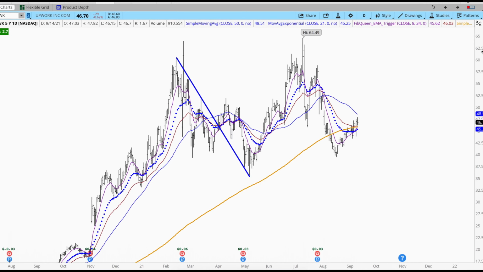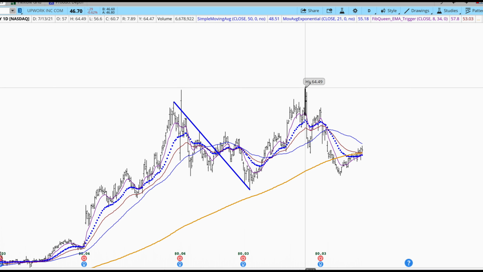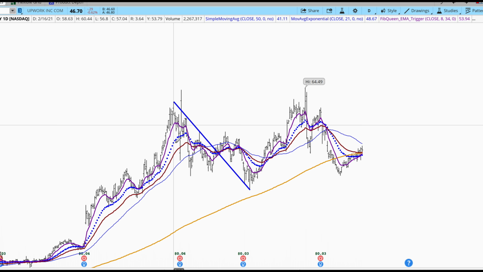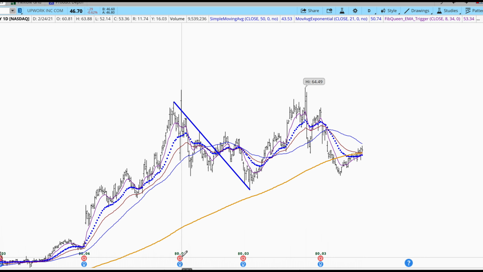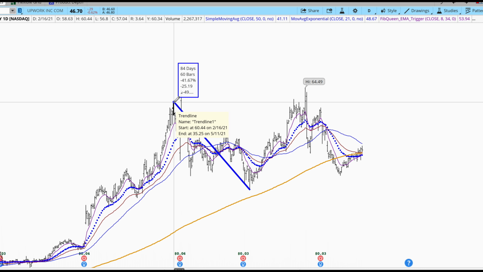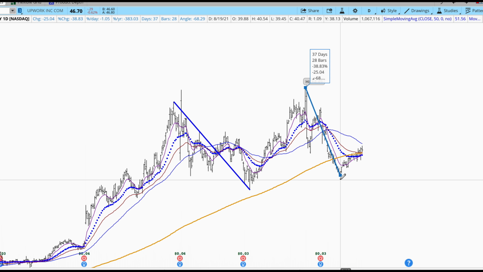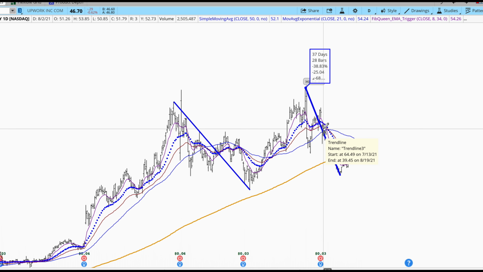Taking a quick look at UPWORK on the daily chart, had a nice pullback over here, and now we're getting up above that 200 moving average on the daily chart. Now looking at this pullback, if I were to ignore this piece of data right here that was caused by this earnings announcement, a little bit of volatility, I wanted to measure this pullback here. This pullback is $25.19. If I were to measure this pullback over here, this one's $25.04, so very close.